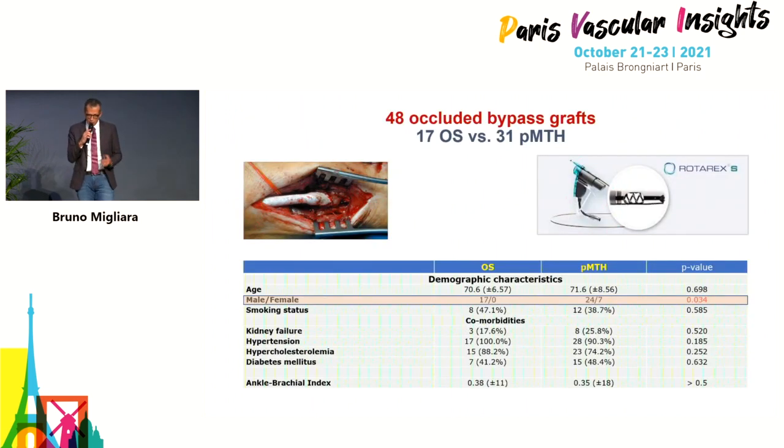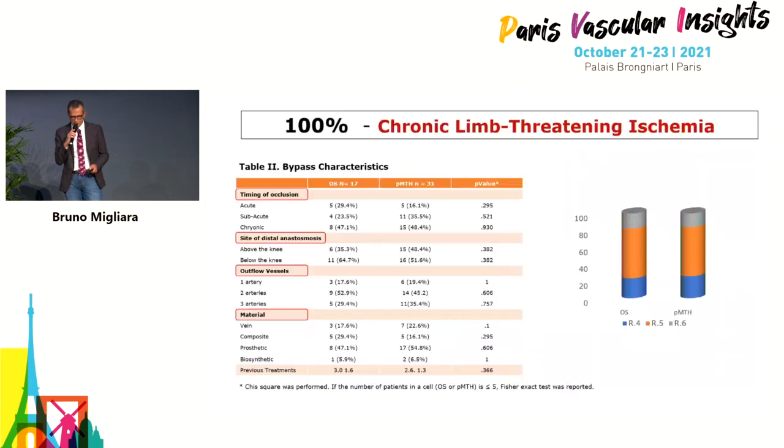This is our study, a continuous series of 48 occluded bypasses, 17 treated with open surgery and 41 treated with Rotarex. No differences in demographic characteristics. The only difference is in gender distribution, because in the open surgical group all patients were male, and no differences regarding comorbidities.